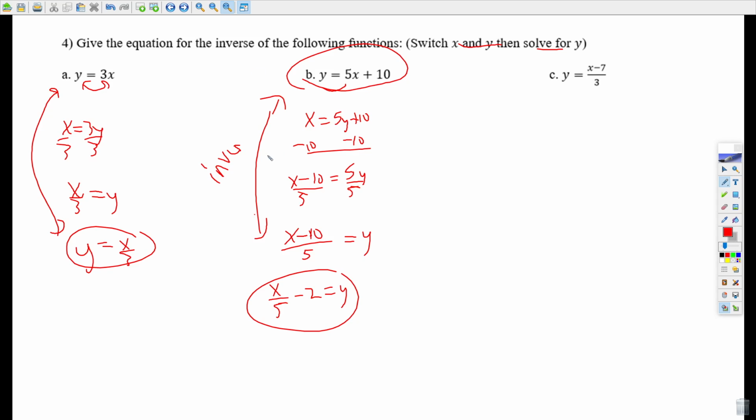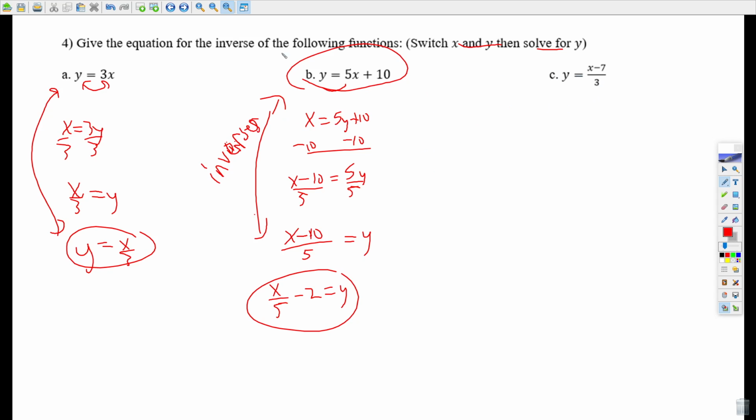Can I turn this sideways? No, doesn't make a difference. Okay. This is working out great.